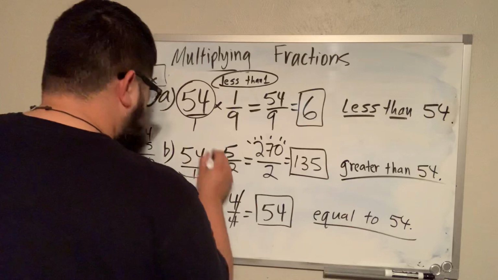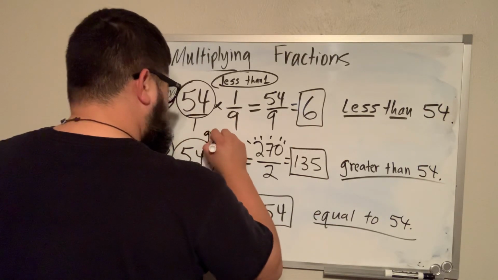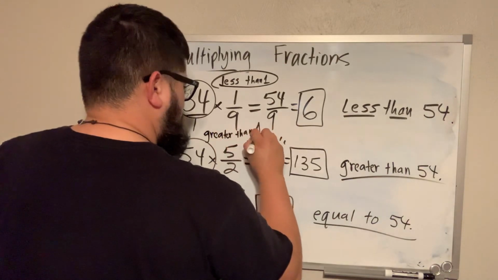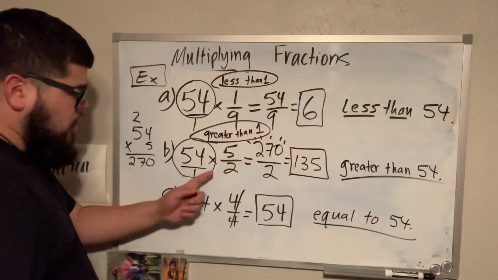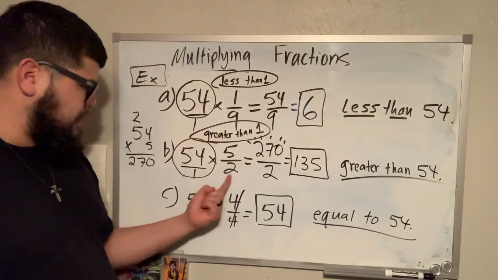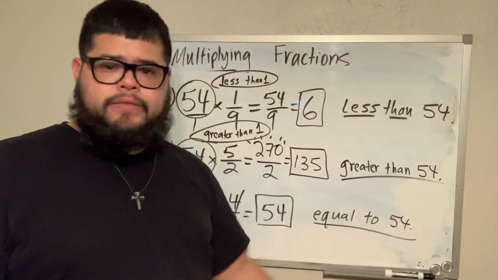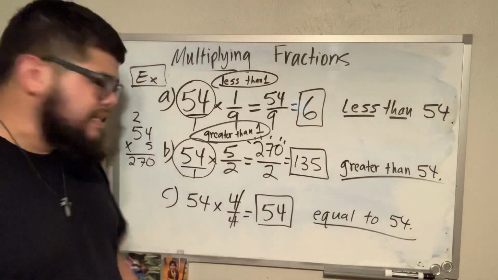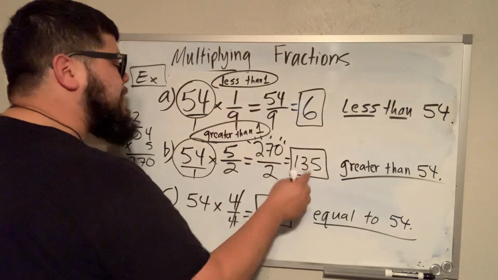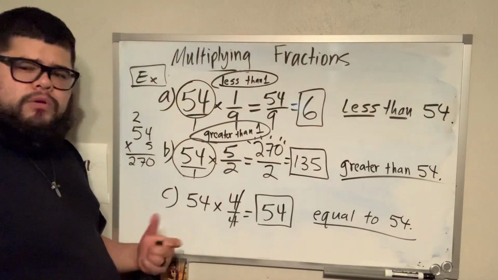Now here, we have the number 54. We multiplied it by an improper fraction, which we know is greater than 1. We know that 5 over 2 is greater than 1. And we multiply our number times a number that's greater than 1, and we got a number that is greater than the number we started with. So that means, again, if we turn this into 200, 200 times 5/2, we're going to get a number that's greater than 200.